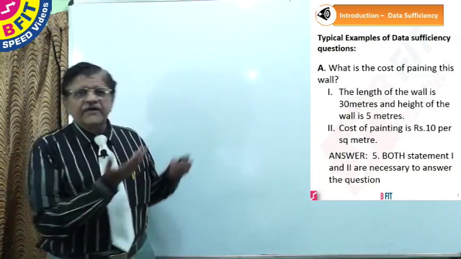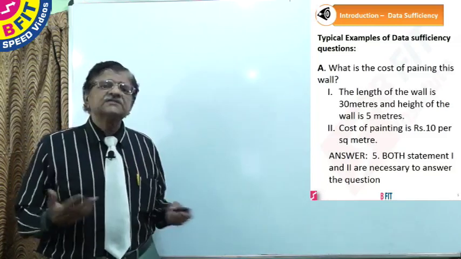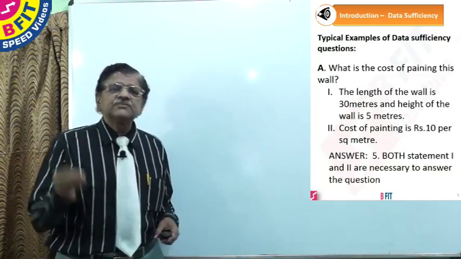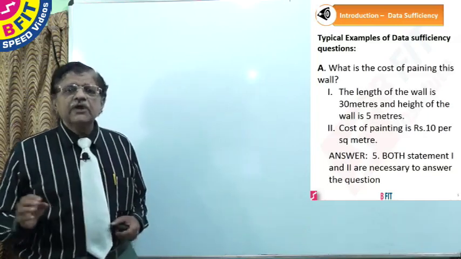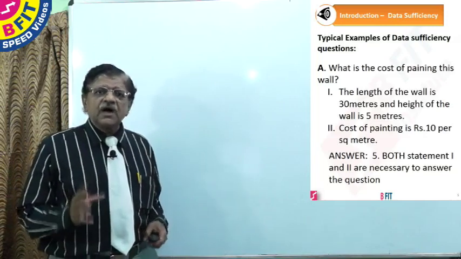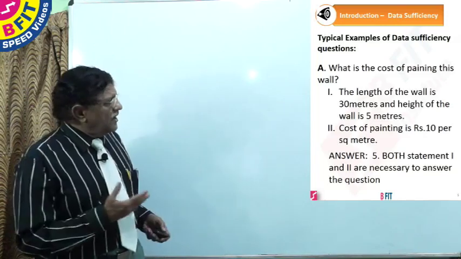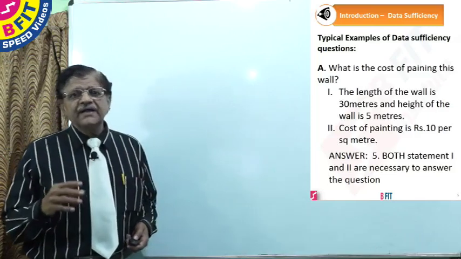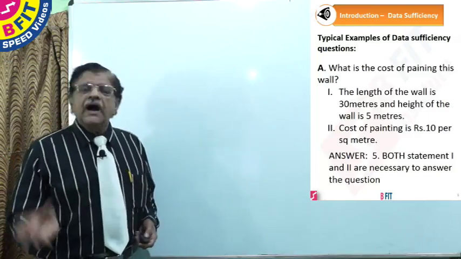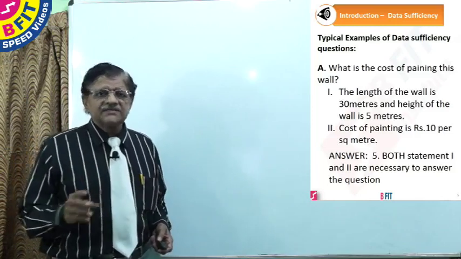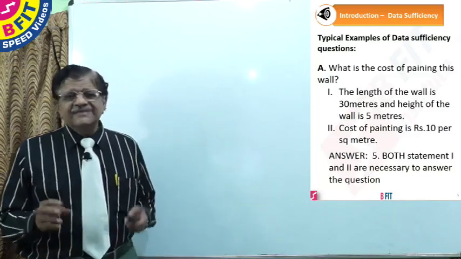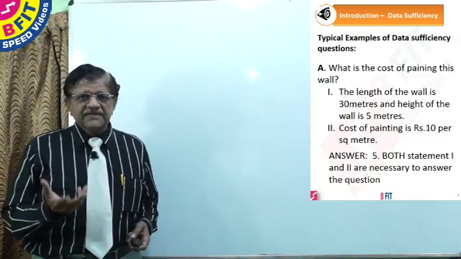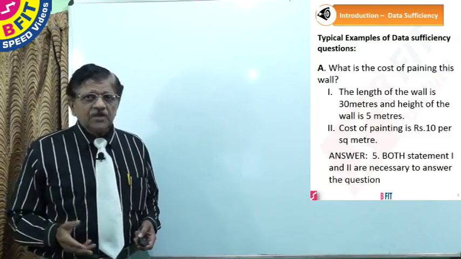With this, can you find out what is the total cost? It is not possible. You need both the area as well as the cost per square foot of painting. Then only you can arrive at the actual cost of painting this wall. Therefore, the answer for this question is option 5: data in both statement 1 and statement 2 are necessary to answer the question. This is a simple typical example which I have given so that you will understand the concept.